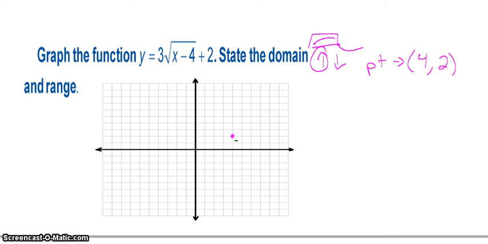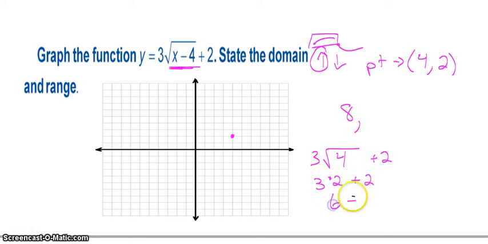Now, to figure out another point, I'm just going to plug in a number that will make this relatively nice. I know I can take the square root of a number like 4. So if I plug in 8, 8 minus 4 gets me that square root of 4. So I've got 3 times the square root of 8 minus 4, which is 4, plus 2. 3 times 2 plus 2, I've got 6 plus 2. My y value at 8 is 8.